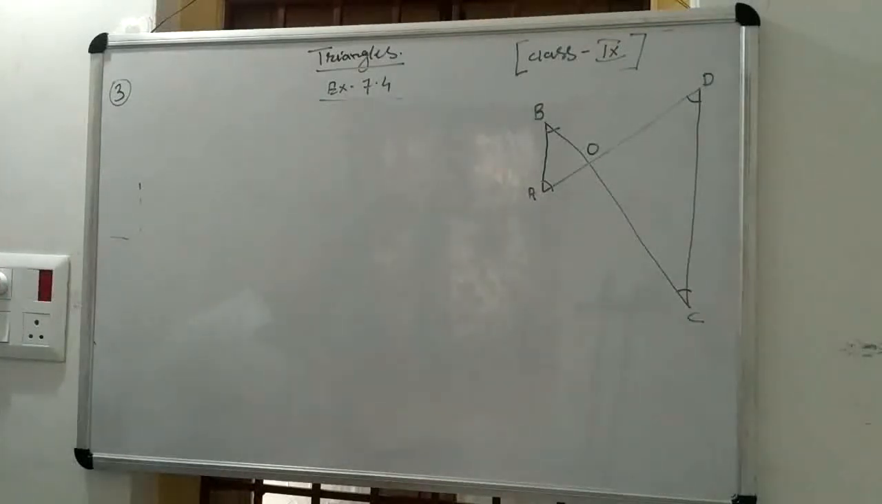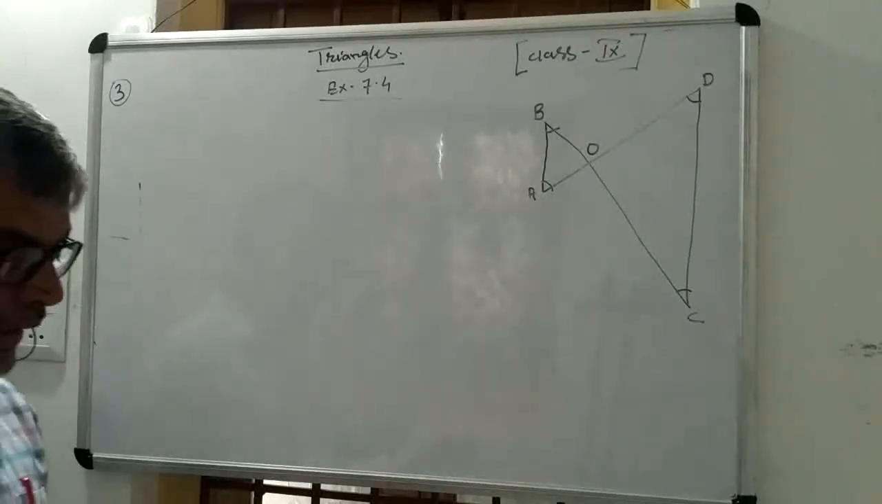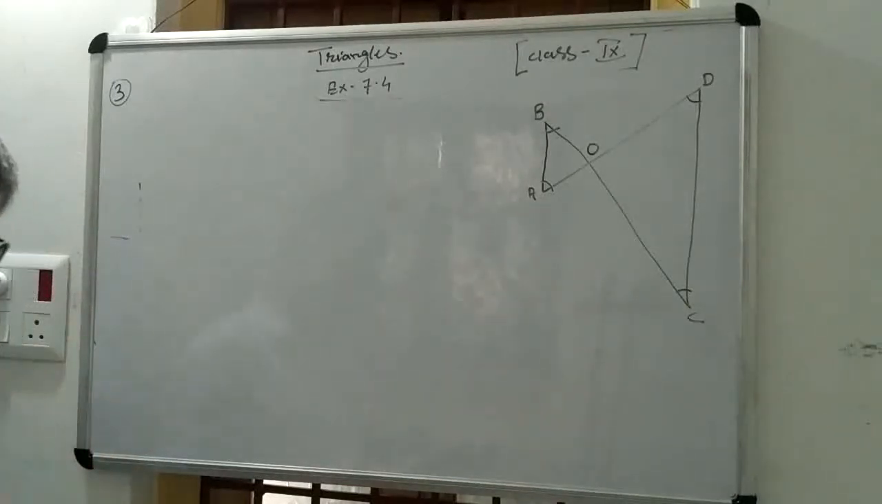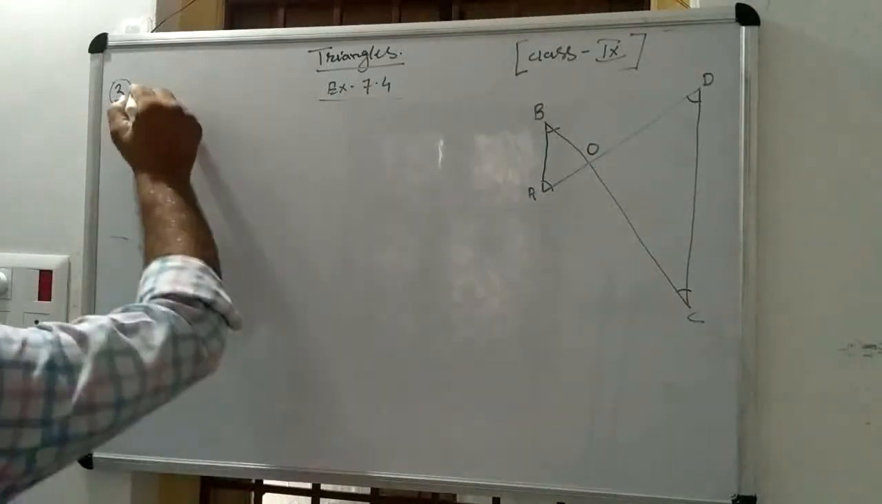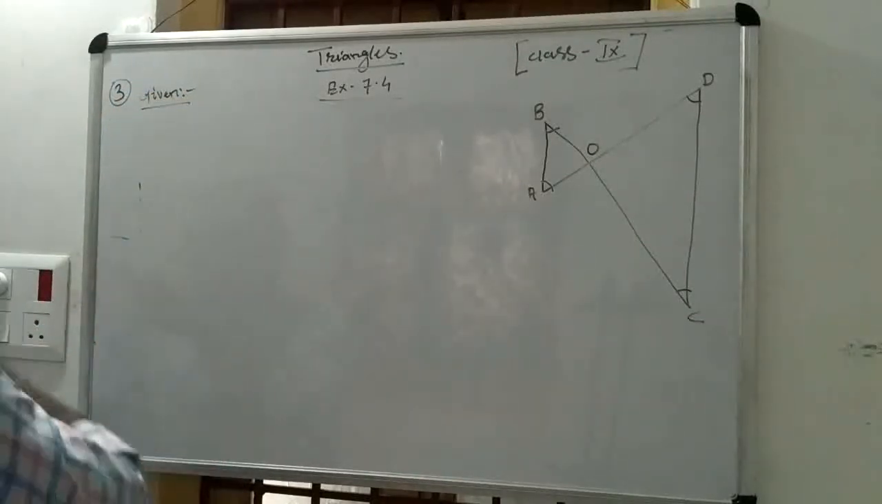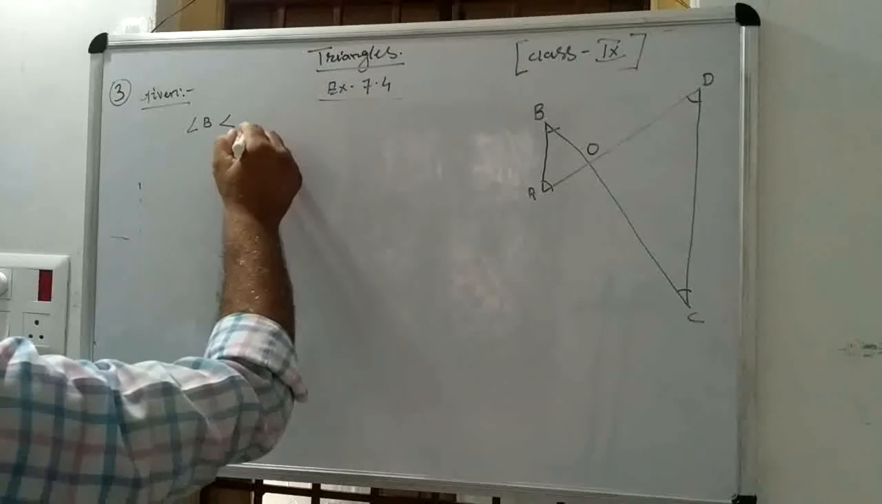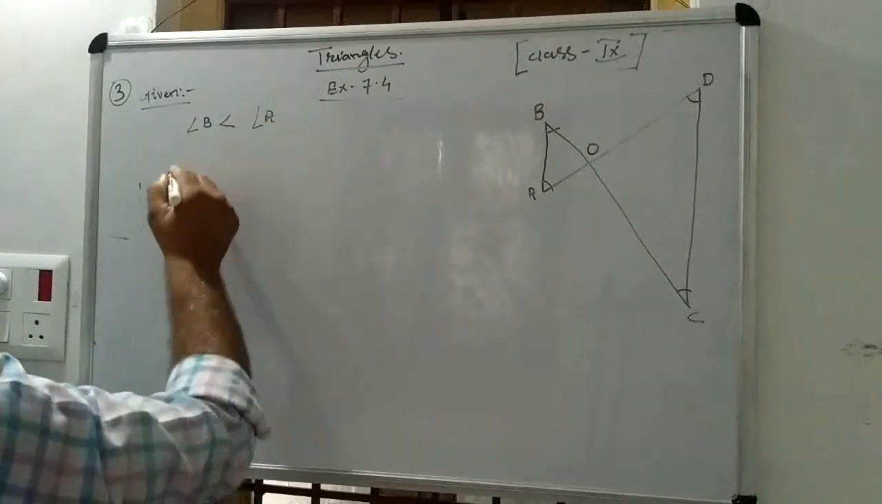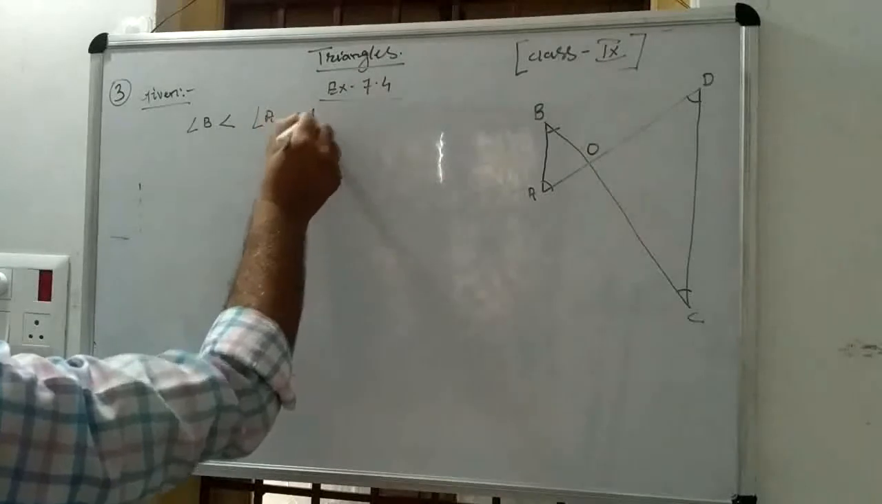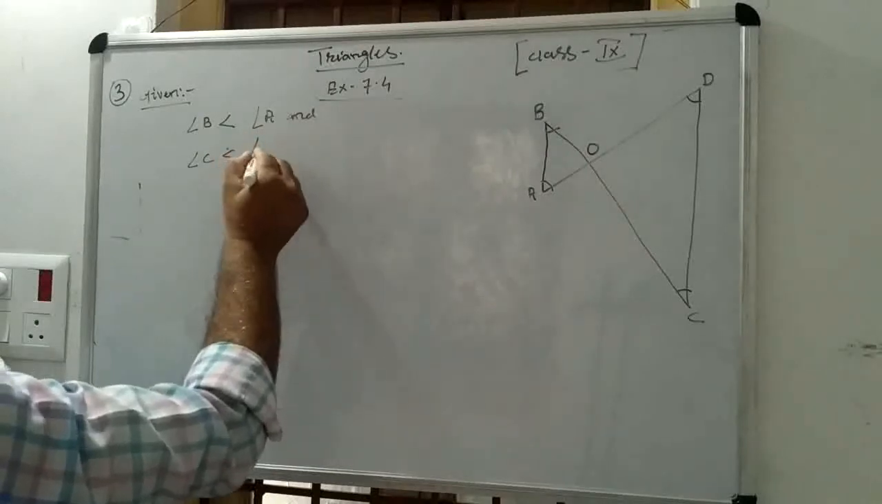Now in this question, it is given that angle B is smaller than angle A and angle C is smaller than angle D. Now you need to show that. So first you write what is given. Angle B is less than angle A, and angle C is also smaller than angle D.